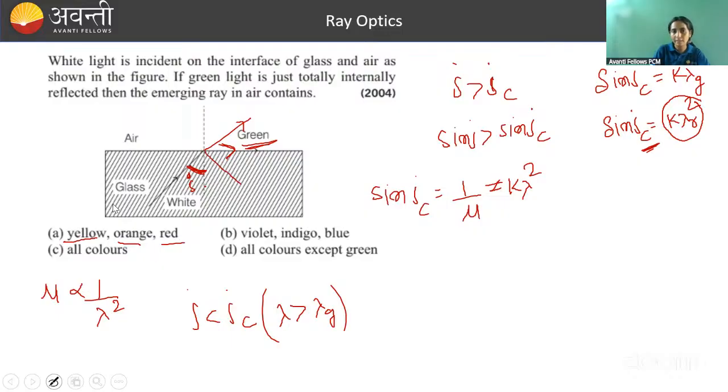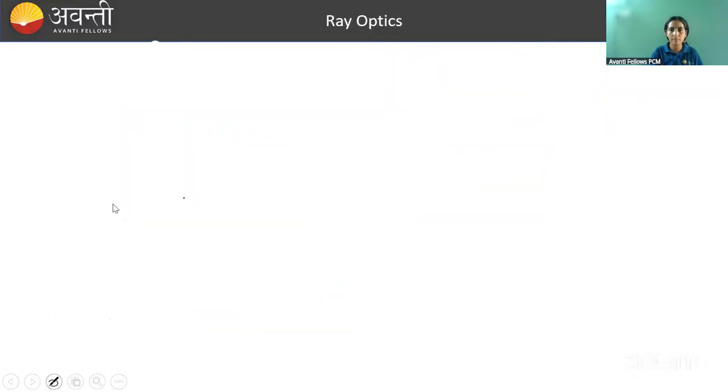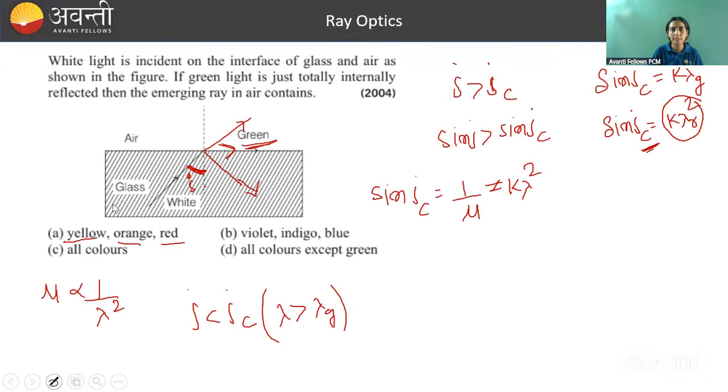And in reflected ray, which lights you're going to get? Lights of shorter wavelength, shorter than that of green. So that will be your violet, indigo, and blue. So here we were asked about emerging ray. So that option should be it. Yes, this is it. So this Koch's formula is actually important. This one you should remember.